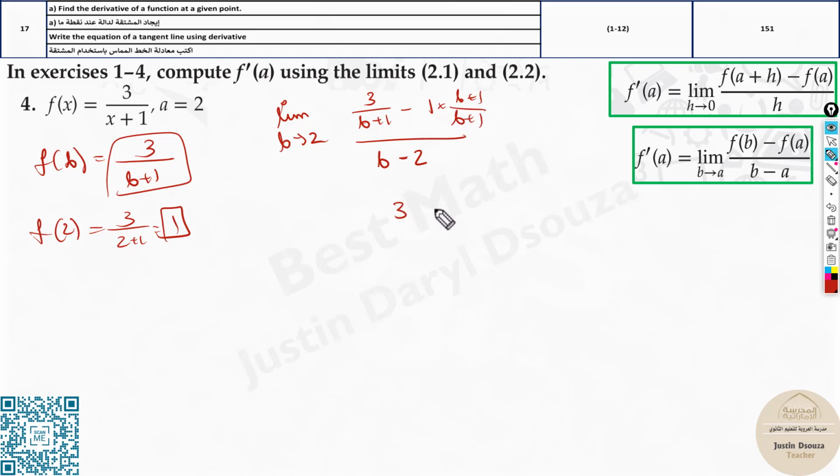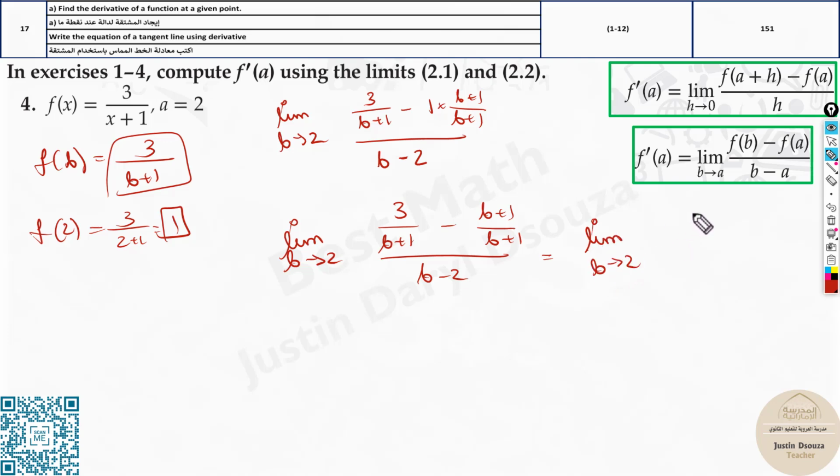And now this is going to be 3 divided by b plus 1 minus b plus 1 divided by b plus 1, the entire thing over b minus 2. And the limit remains the same, b tends to 2. Now let's simplify this. We have done this a while ago. So limit as b tends to 2, it's going to be 3 minus b plus 1. But remember, this minus is for both the terms. I will put a bracket. 3 minus the 2 terms in a bracket, divided by b plus 1. Since they have the same denominator, we just write it up together.